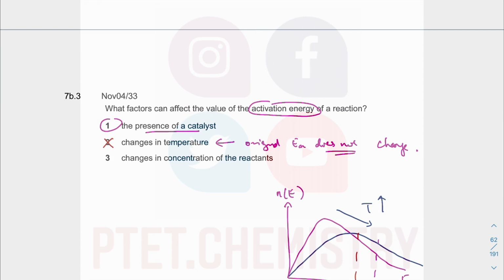So 2 is wrong. And in fact, only a catalyst can give you a new lower activation energy. None of the other conditions will give you any change in the value at all. That means the only answer is D.